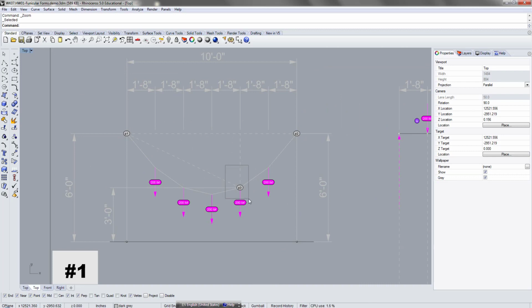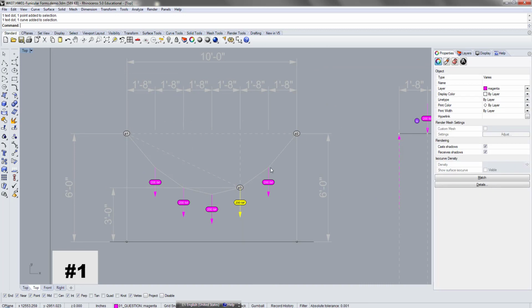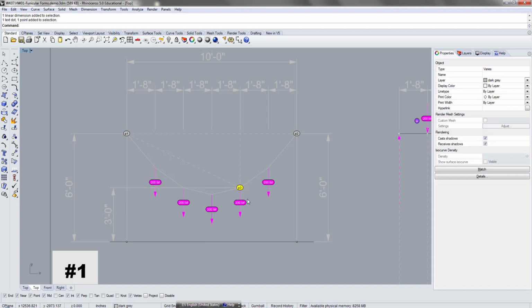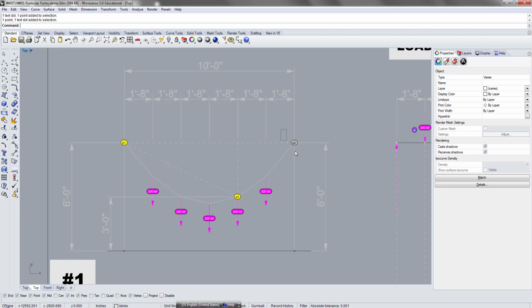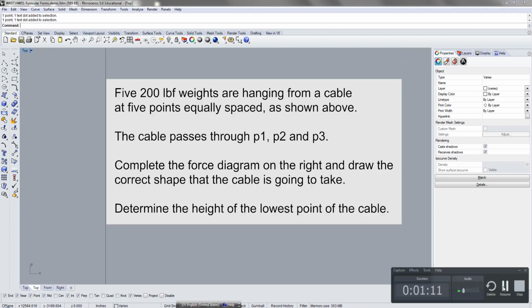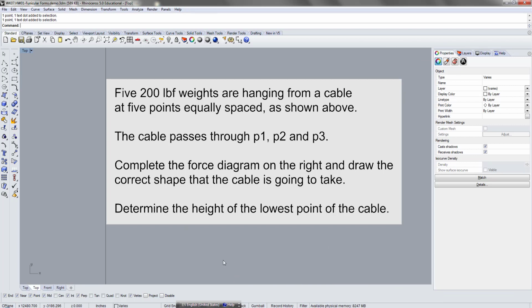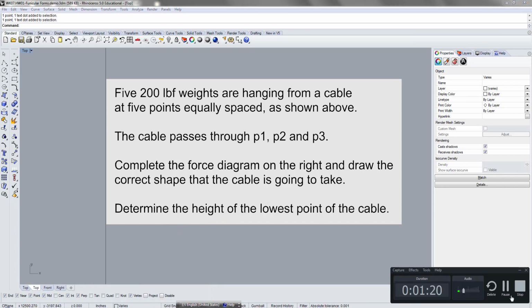is a point where the second from the right load is hanging from, which should be at 3 feet above the ground. So that's really how point 3 is determined. It's possible to actually draw a funicular curve by defining 3 points. So that's what we are going to do. And just going back to the question, what the question is asking for is to determine the height of the lowest point of the cable based on the geometry that we're using.